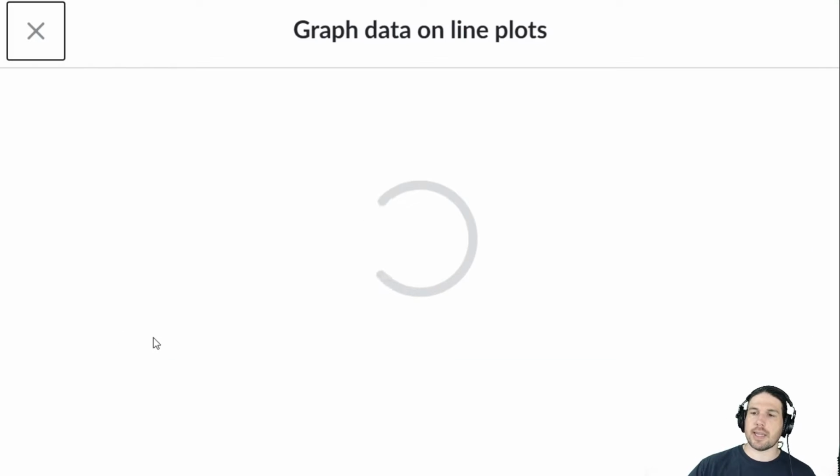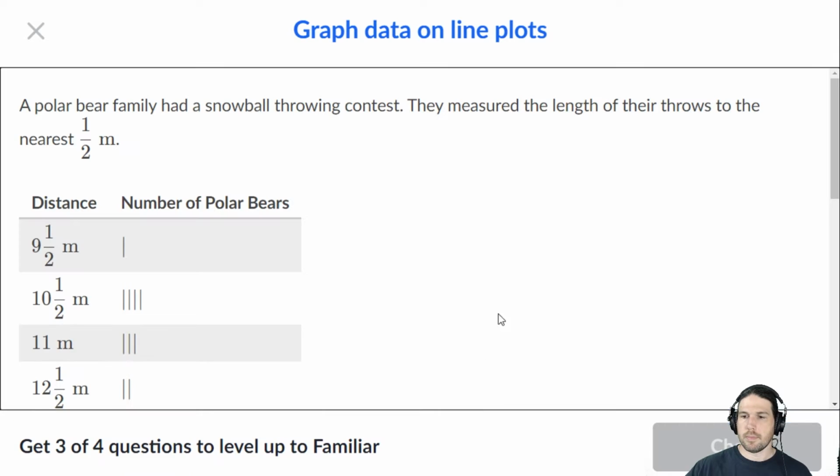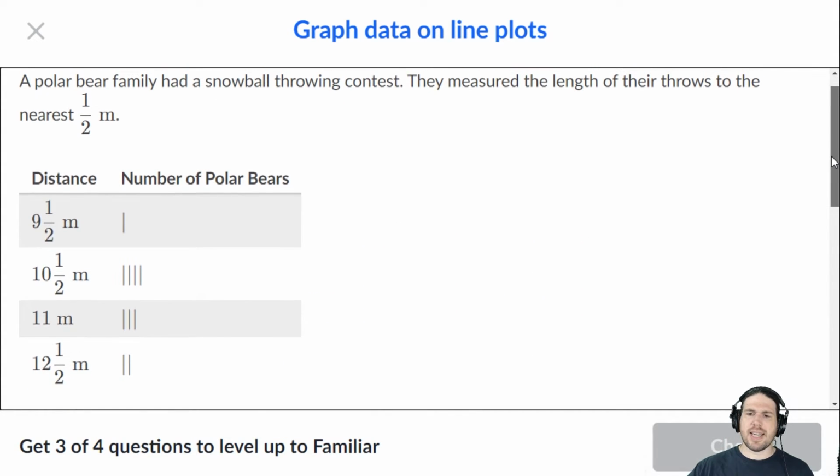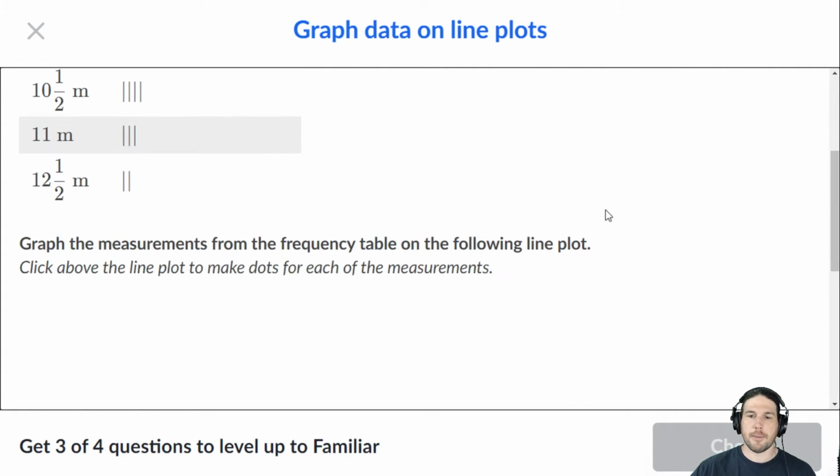Graph data on line plots. Do you see how this is the same thing as picture plots? It's the same thing as dot plots. It's the same thing as bar plots. They're just using lines instead, right? That's it. They're just using lines instead of pictures. It's fine.